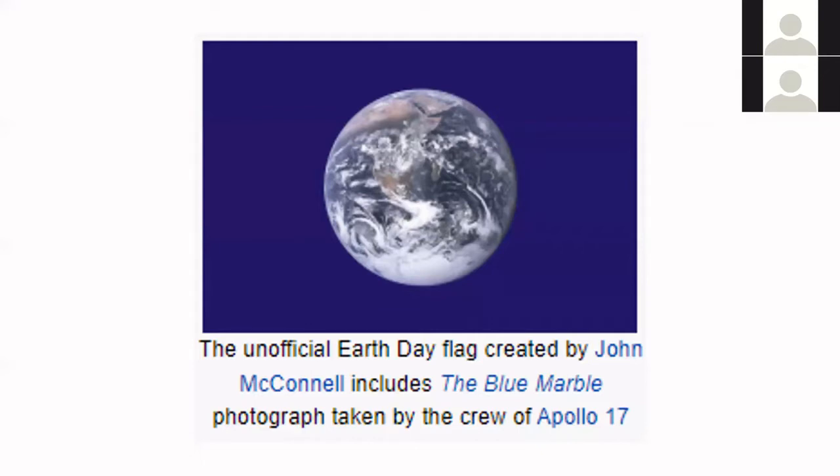This is the unofficial flag of Earth Day created by John McConnell, showing the blue marble famous picture that we all know.